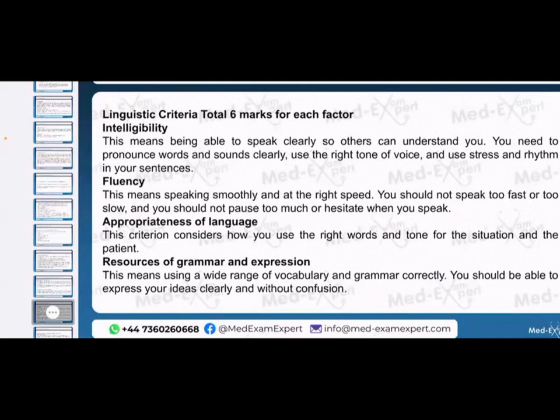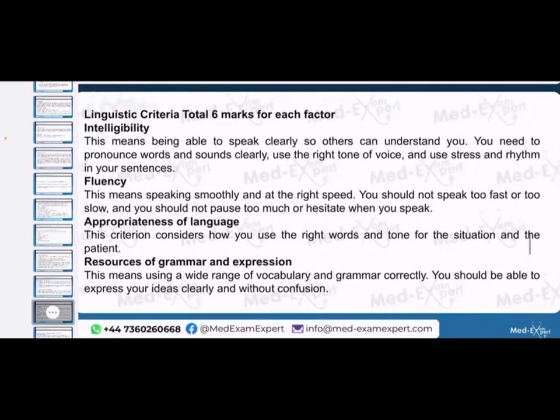Appropriateness of language: you have to use the right words and tone for the situation of the patient. Like if you are going to tell a patient that he has cancer or any other serious disease, then definitely your tone must be very soft, and there must be empathy in your language. If you say it in a very normal way, then definitely you will lose your marks. They will be assessing your style of conveying your messages and your tone as well. So you should be very particular about all these factors.